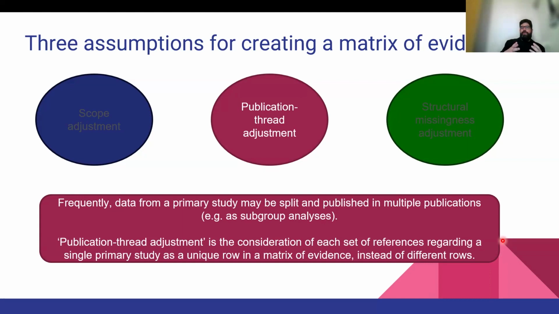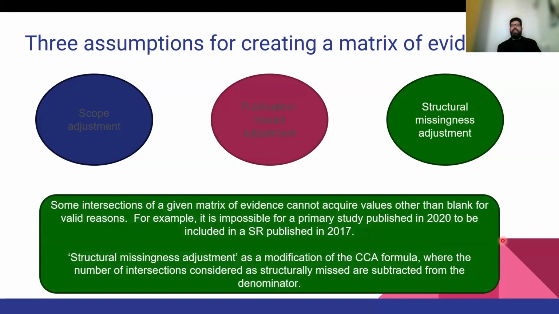So when you adjust by publication thread, each row represents the data of the same set of patient study. And the structural missingness adjustment refers to the fact that some intersections of a matrix cannot acquire values other than blank for valid reasons. For example, this is the most straightforward example: if a primary study is published in 2020, it cannot be included in a systematic review published in 2017.